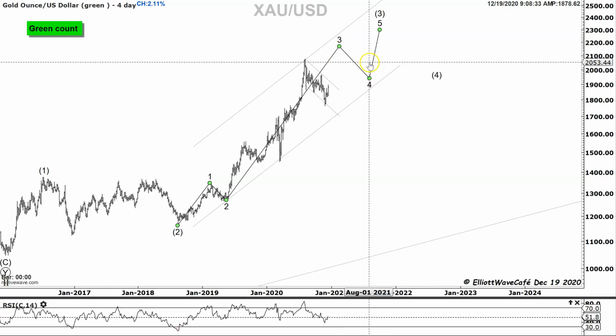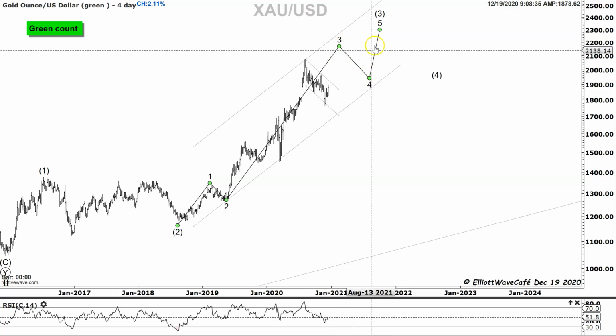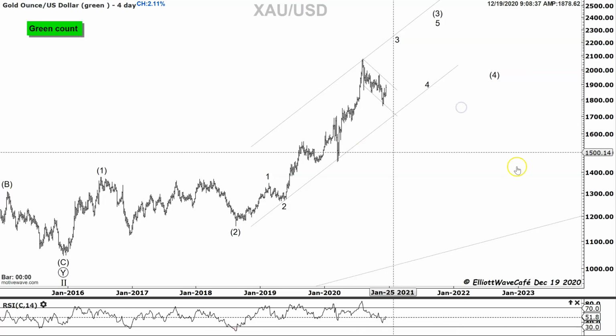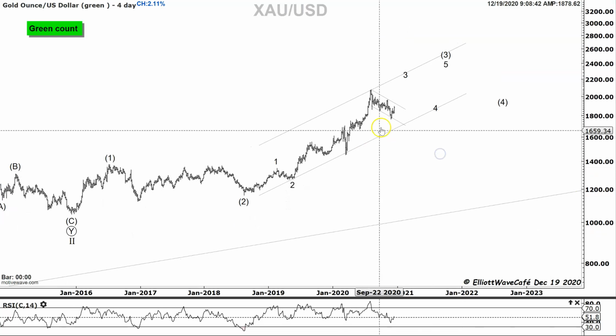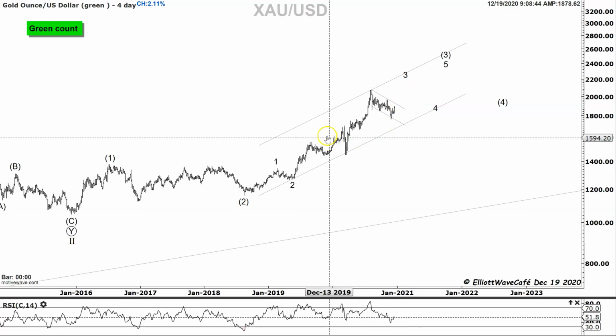We would get maybe another corrective move in here, another triangle, followed by another push to the upside. So overall, I think the gold market remains bid, and we continue to look higher on that. So that's what I'm seeing in gold.